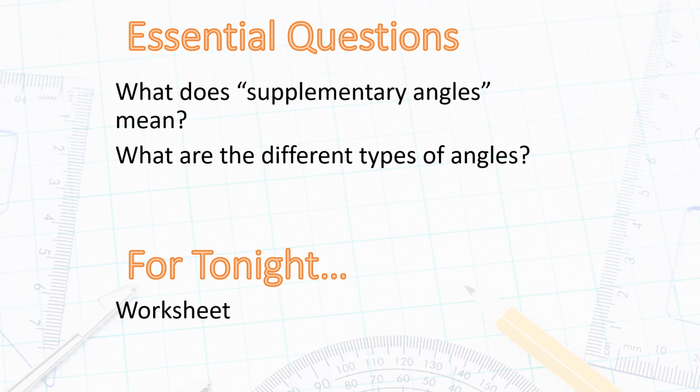All right, essential questions for today. What does supplementary mean? It means it adds up to 180. What are the different types of angles? We've got acute, we've got 90 or right, we've got obtuse, we've got straight, which is 180 degrees, we've got reflex, and then we've got a full rotation or no rotation, which is a 0-360 scenario.